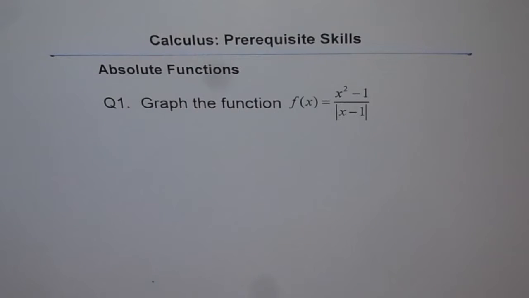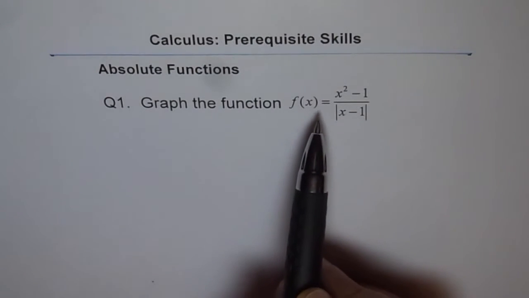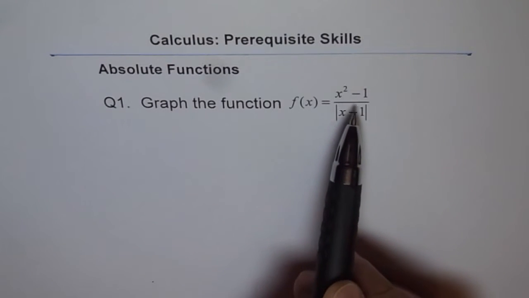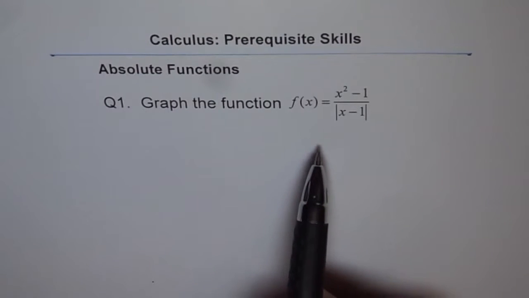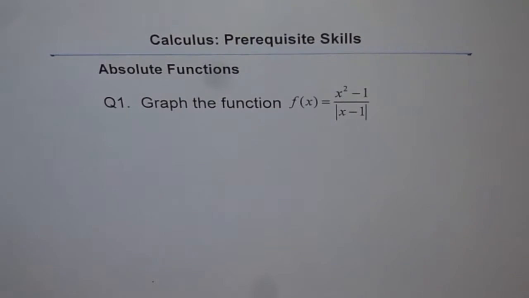So we are reviewing some skills of absolute function to get ready for calculus. Now here is question 1 from the absolute function worksheet. It says graph the function f of x equals x squared minus 1 divided by absolute value of x minus 1.